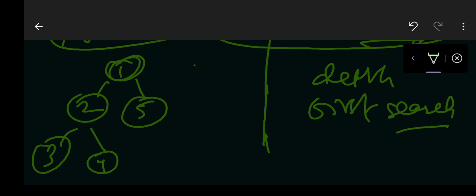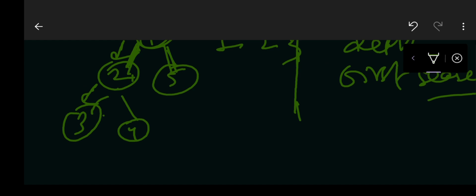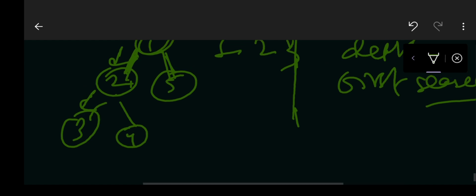So you go to 1, print 1, you go to the child of 1, the child of 1 is 2. You might say that the child of 1 is 5, so you can go this way also, but I'm going this way. Okay, so the child of 1 is 2, you went to 2. Now you say I'm also going to go to the child of 2 first. You go to 3, you print 3. Now you'll say that I'll go to the child of 3. There are no child of 3, so you go back.